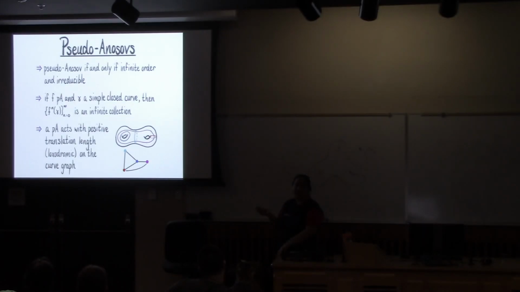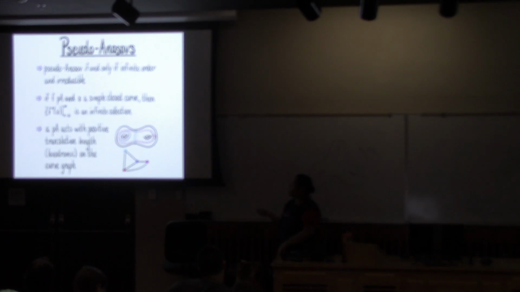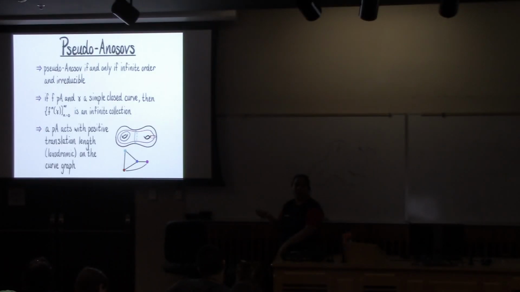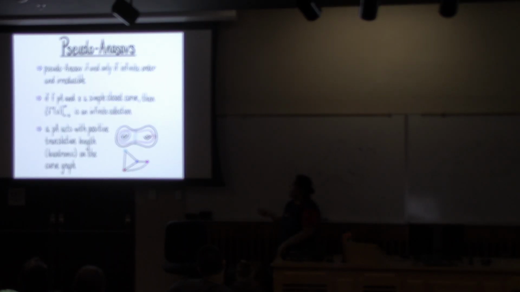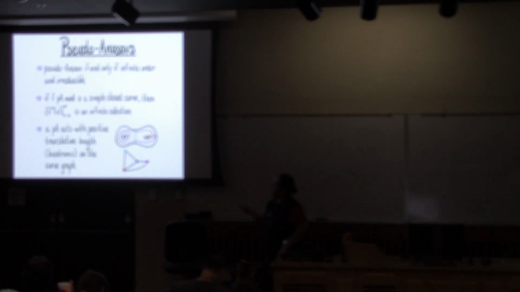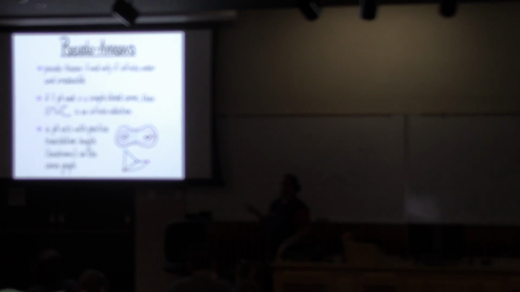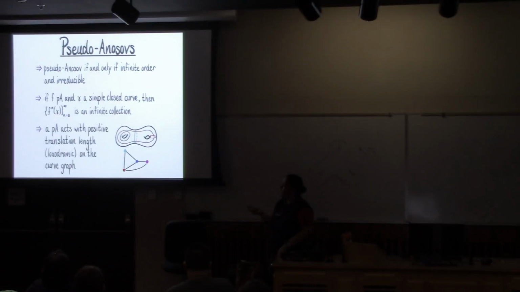Okay, and so pseudo-Anosovs can actually be characterized as exactly the elements of the mapping class group which act as loxodromics on the curve graph. If you haven't seen the curve graph before, I won't dwell on it too much, but the idea is just that every vertex of your curve graph corresponds to a homotopy class of simple closed curve, and I'm going to put an edge between them whenever these curves can be realized disjointly on my surface.